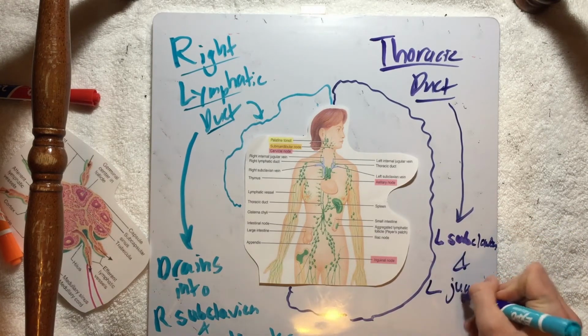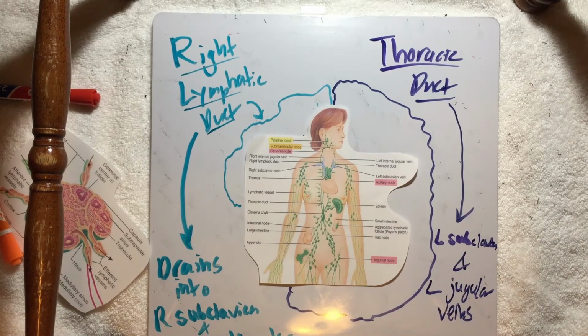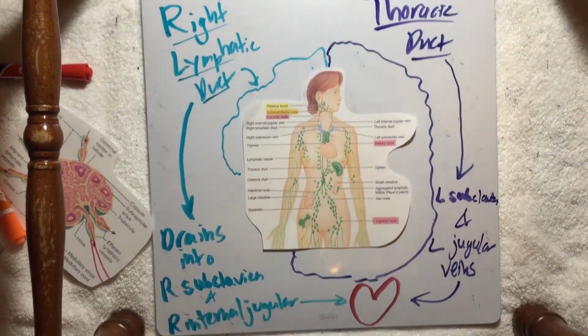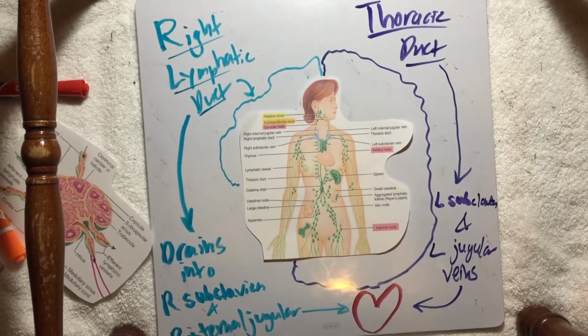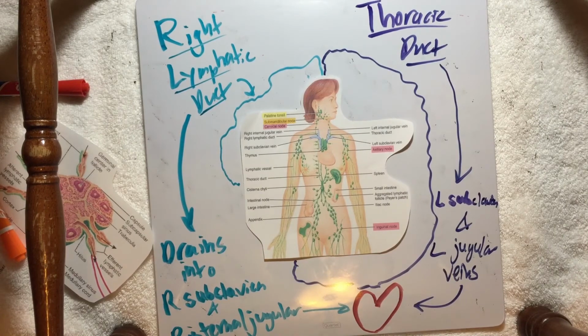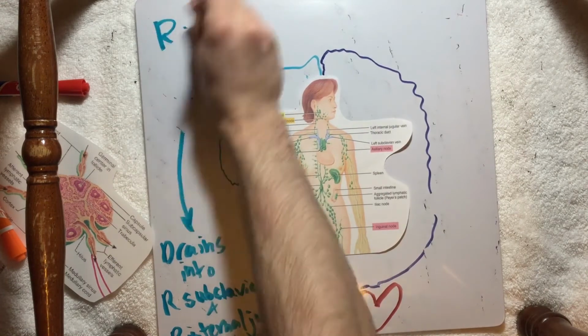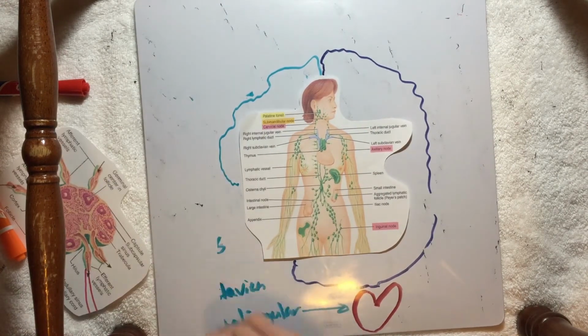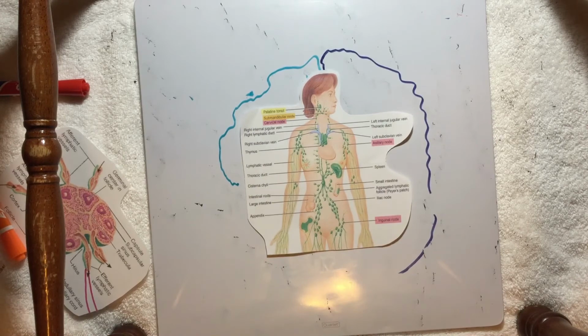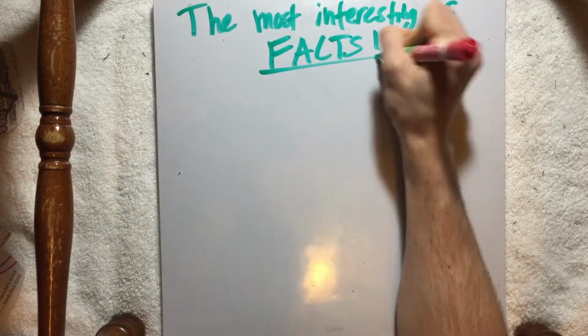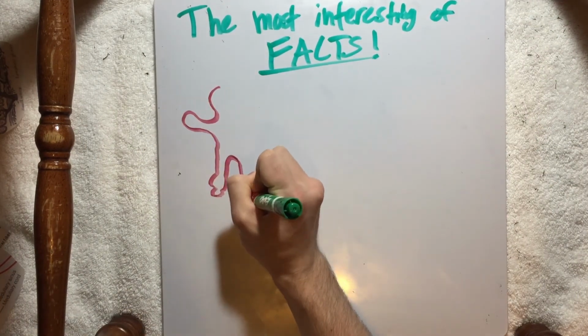Now the final difference between these two is where they drain. Our right lymphatic duct drains into our right subclavian vein as well as our right jugular veins, and our thoracic duct dumps into our left subclavian veins and our left jugular veins, which then eventually dump into our heart for all that cleaned blood plasma and lymph to be cycled throughout the body. Oh, so Marshall, you're telling me that the lymphatic system is not only connected to the immune system, but to the circulatory system as well? You are very correct. That's how lymph cycles throughout the body.